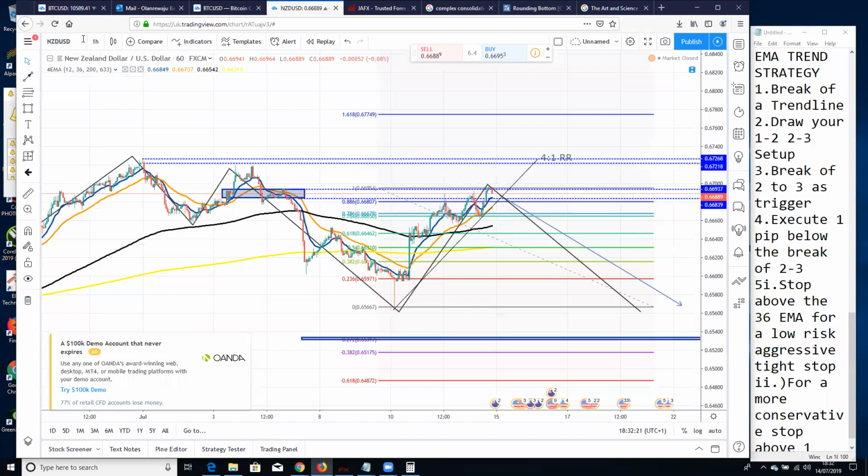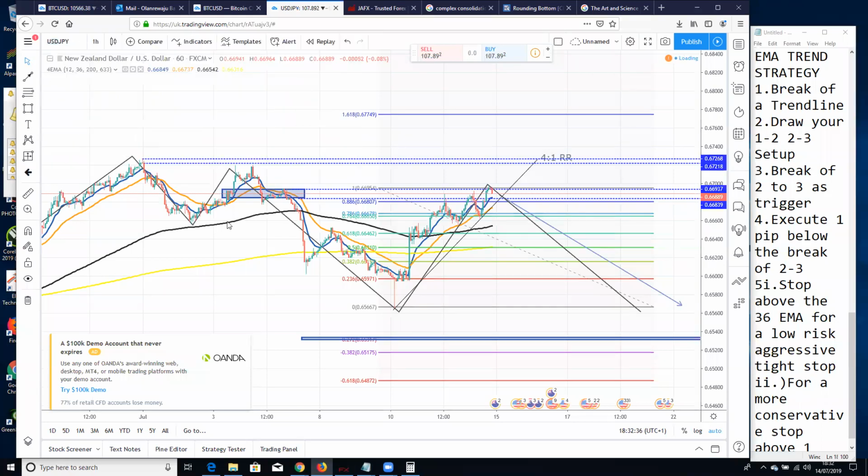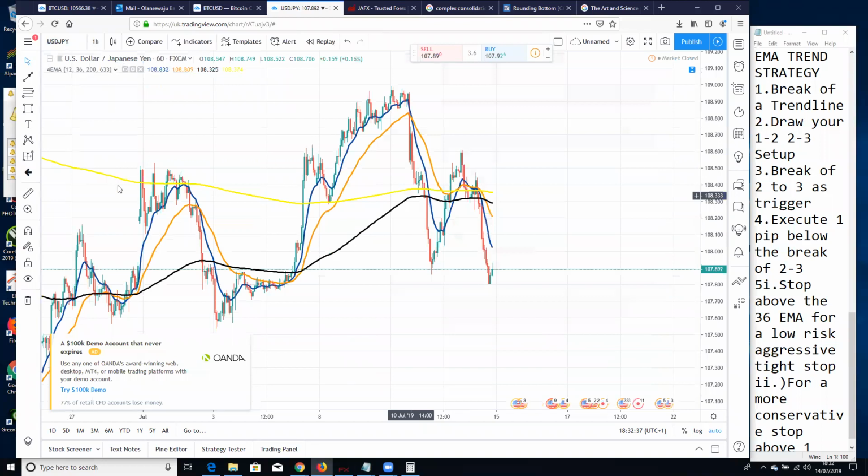So we've done Aussie USD, we've done Euro USD, we've done Pound USD, we've done New Zealand USD. Now let's look into some USD JPY. All right, let's keep it simple and nice. So we look into the weekly.